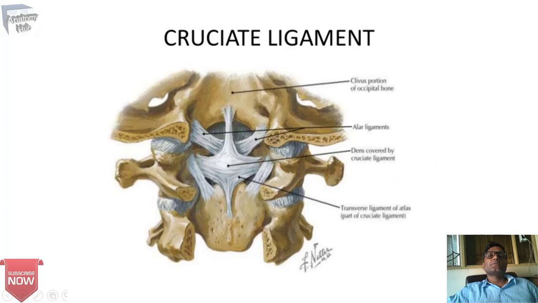And from the odontoid process, on both sides you will find two ligaments, the alar ligaments, and at the tip or the apex of the odontoid process you will find another ligament. That ligament is the apical ligament.